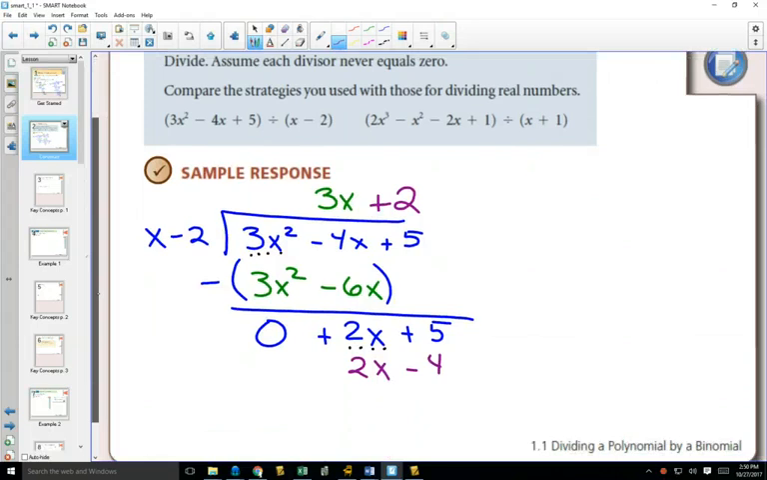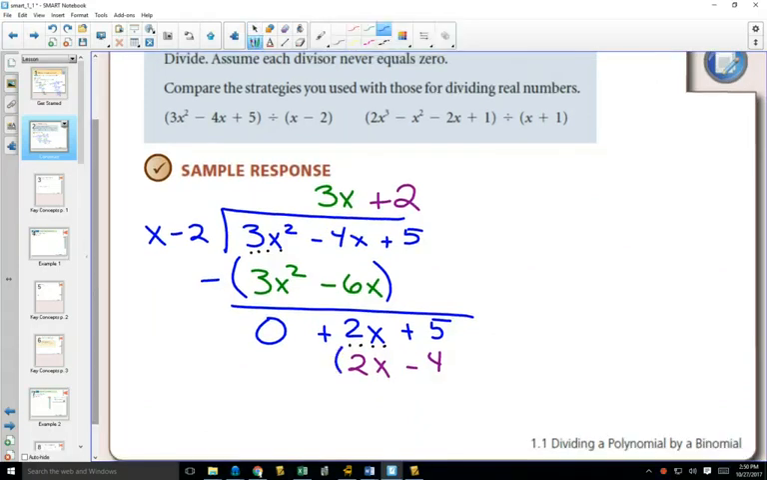And we do the same process that we did before. Put brackets and subtract. 2x minus 2x, well, that's going to be 0. 5 minus a negative 4 is a plus 9. And that's our remainder, because there's nothing we can multiply now to get a 9 because we have an x there.